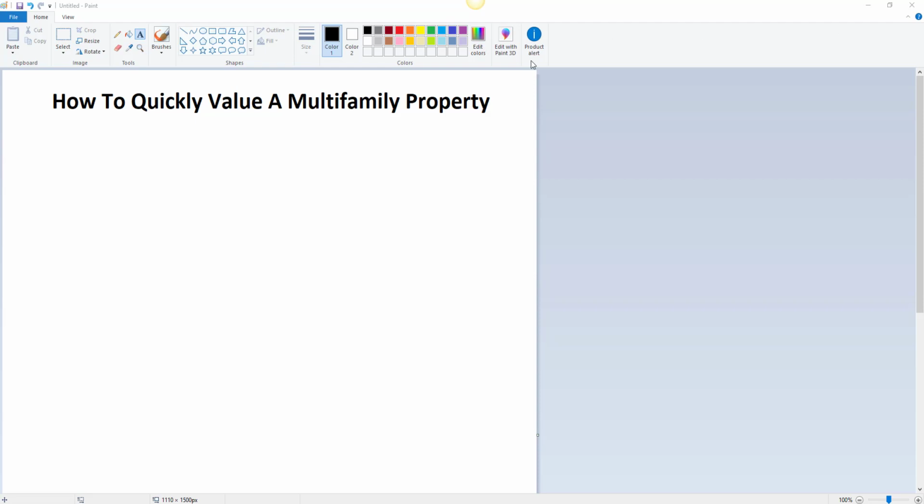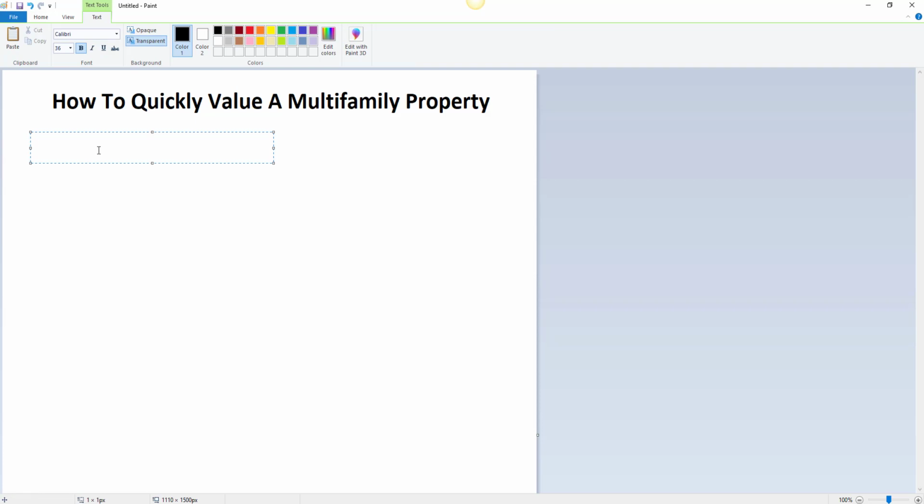So now I'm going to come in and do this on Paint and actually show you what I was talking about. If you remember, what I said was the first thing we need to find is our potential rental income from the owner, and that is our PRI. Let's extend that out.